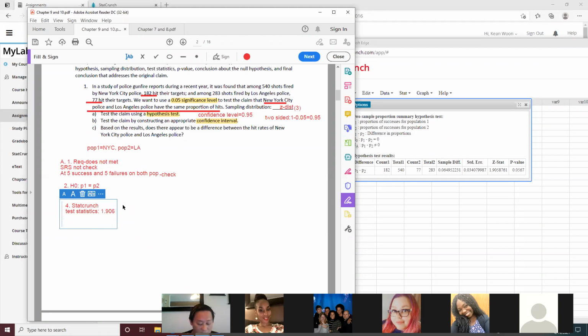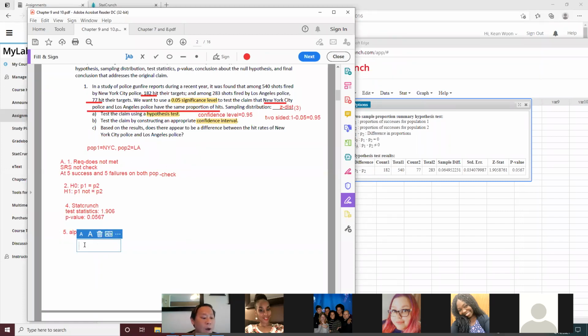1.906, and your p-value is 0.0567. So this is step 4. Step 3 is here, the z distribution. And then alpha is given to us in the question, which is 0.05, which is right here.